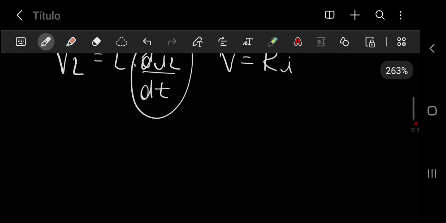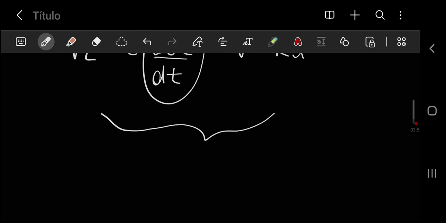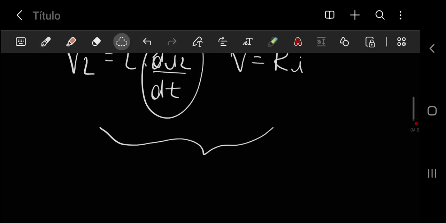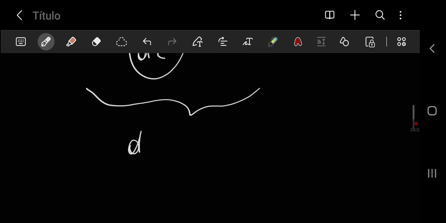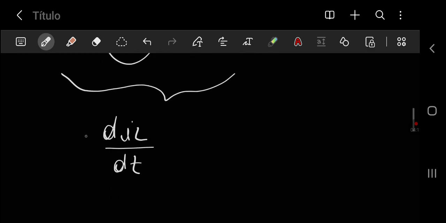And if we sum these terms, we're going to obtain this first section of the structure. See? Easy.